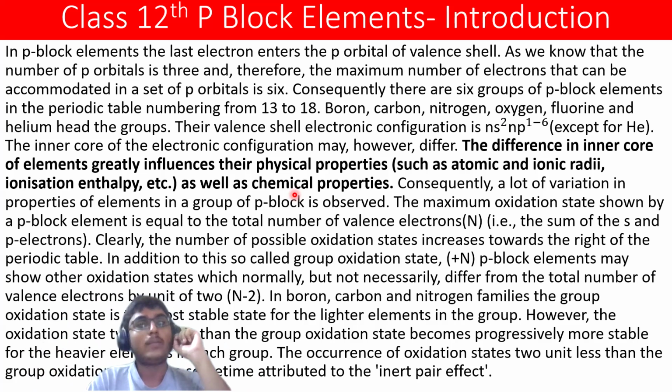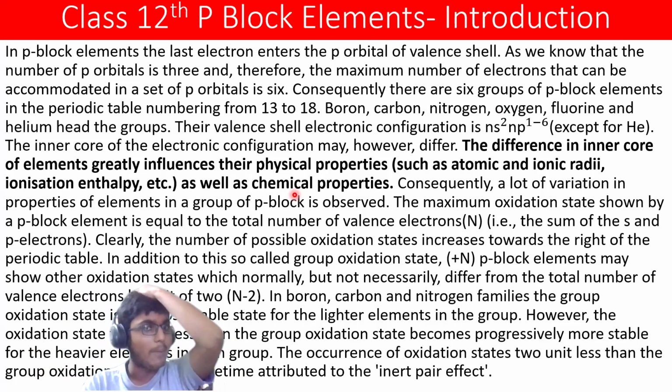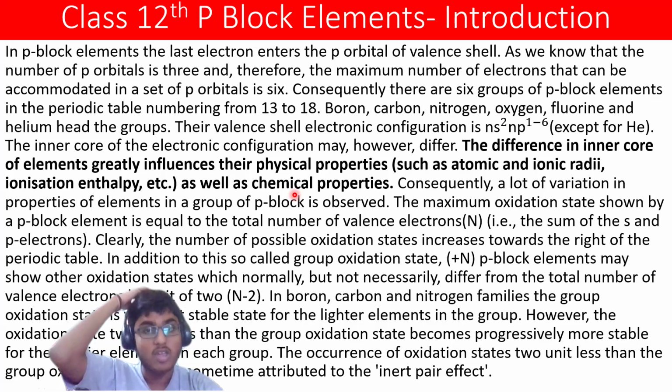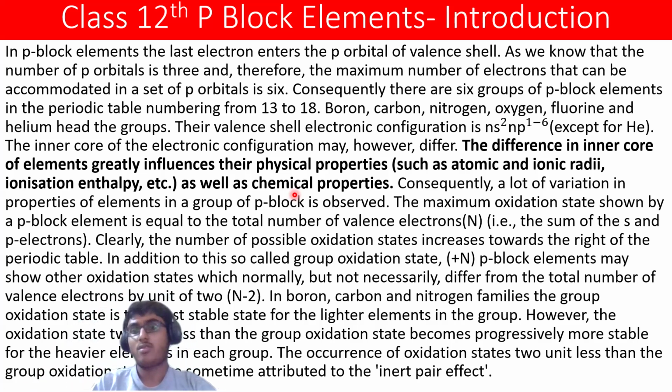Boron, carbon, nitrogen families. These are the most popular families in the periodic table, which have the group oxidation state as the most stable oxidation state for the lighter elements. And the oxidation state which is 2 units less than the group oxidation state, which is n minus 2, becomes progressively more stable for the heavier elements in each group. So the lighter elements in the group have the group oxidation state as most stable, and for the heavier elements, the lower state becomes progressively more stable.